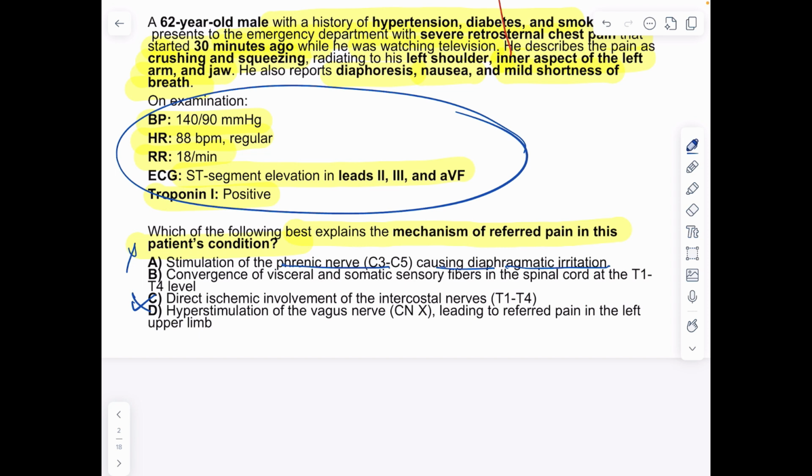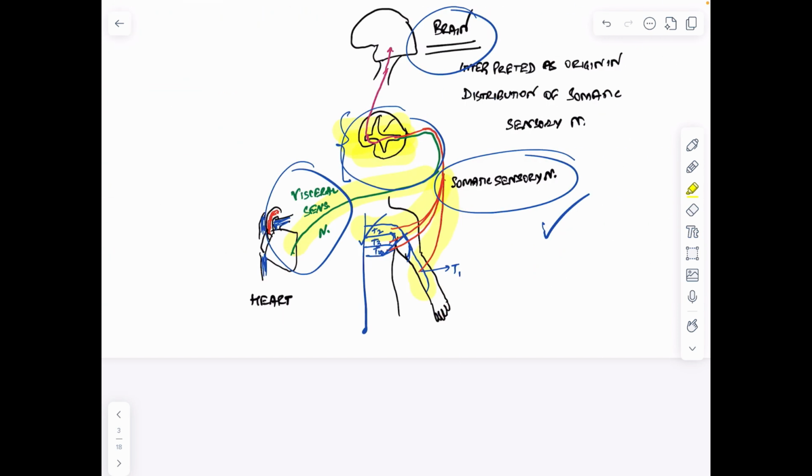After that, hyperstimulation of the vagus nerve, leading to referred pain in the left upper limb. The vagus nerve carries the parasympathetic innervation, but it does not transmit pain signals from the myocardium. So vagal activation in MI might cause nausea, bradycardia, and hypotension, which is known by the name of Bezold-Jarisch reflex. So what you are left with as the answer is the convergence of the visceral and somatic sensory fibers in the spinal cord at T1 to T4 level. This is what we have studied and understood also. So hope everything is clear related to this first segment of our question, that is referred pain.